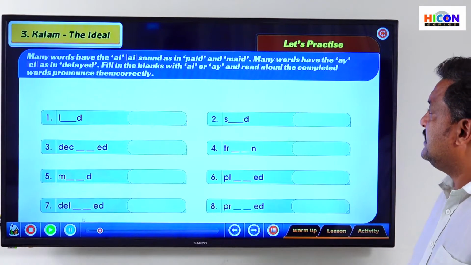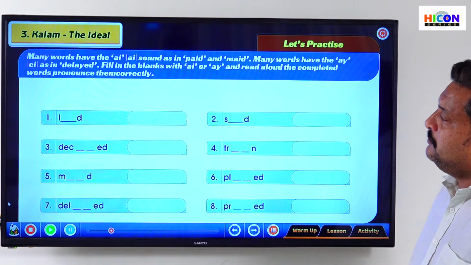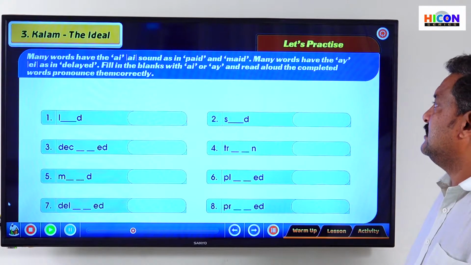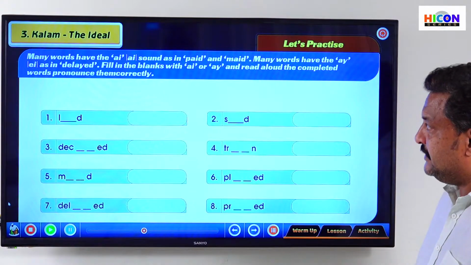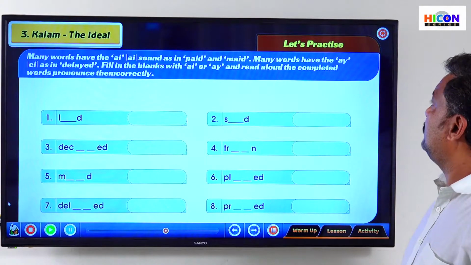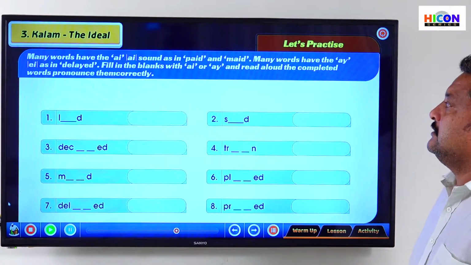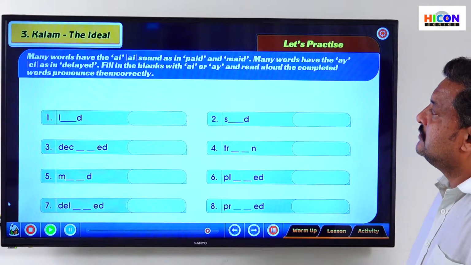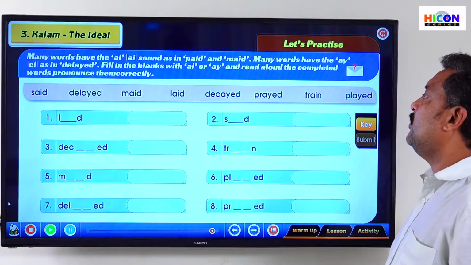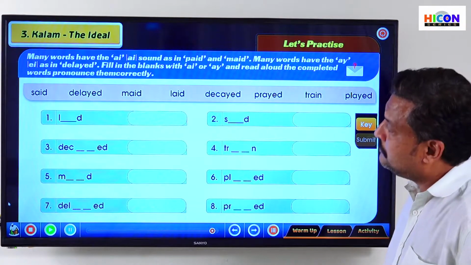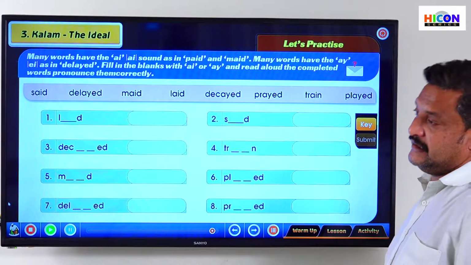Yes. Now let's practice. Many words have the A sound as in paid or made, right? So many words have AY as in delayed. Fill in the blanks with AI or AY and read aloud the completed words. Pronounce them correctly.